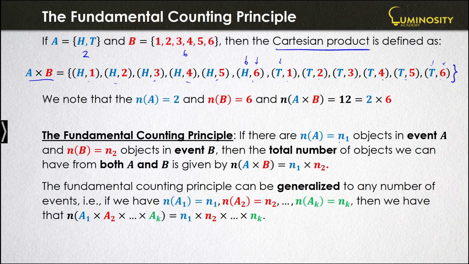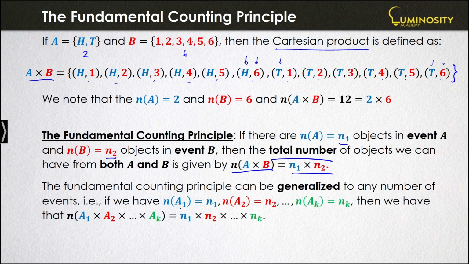If there are n1 objects in the event A and n2 objects in the event B, then the total number of objects that we can have from both A and B, so essentially the number of elements in the Cartesian product, is n1 times n2. So the number of elements in A times the number of elements in B. That is for 2 sets, but the fundamental counting principle can be further generalized to any number of events.